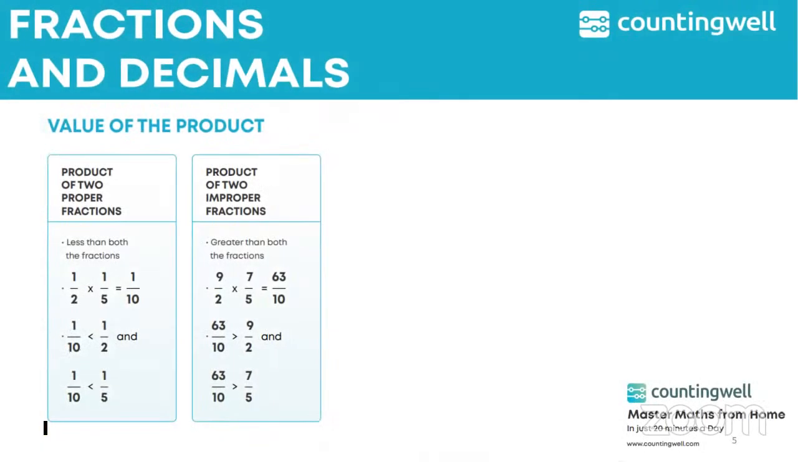Now let us find the value of a product in case of two proper fractions and in case of two improper fractions. When we have proper fractions, the value of the product will always be less than each fraction given. So we have 1 by 10 less than the given fraction 1 by 2 and 1 by 10 less than 1 by 5. When we have the product of two improper fractions, it will be greater than both the fractions.